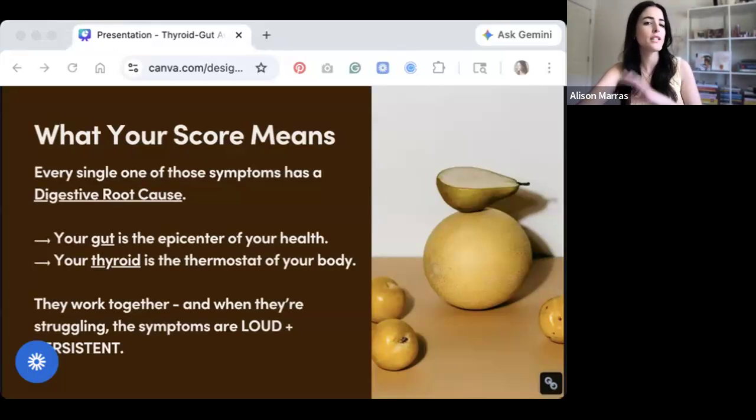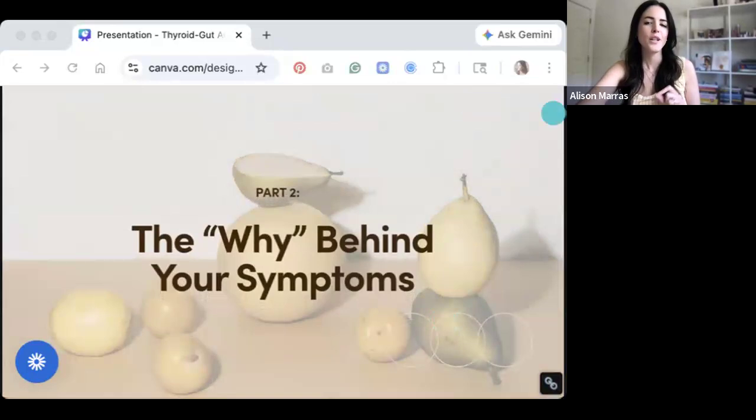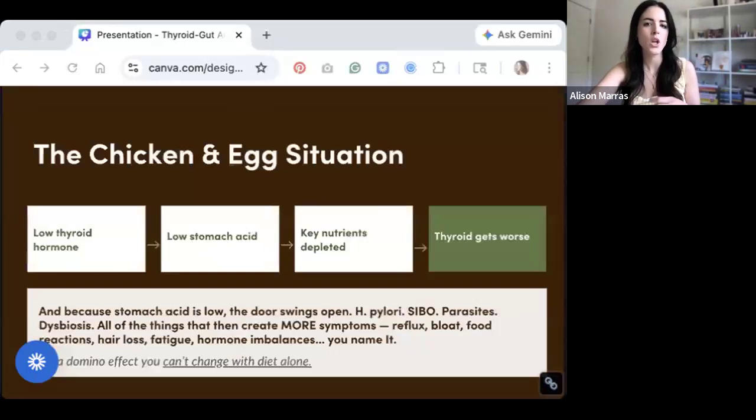So you being here is a change of tides, ladies. We are no longer normalizing chronic symptoms or accepting them as something we have to deal with. We are doing something about this. So we know your symptom score and where the symptoms are the loudest, like what area they are stemming from. So let's dig into the why behind the symptoms now.